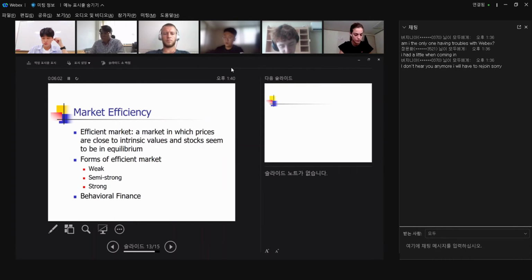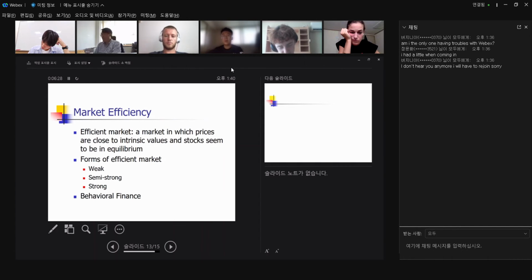Okay. All right. So the efficient market. If new information is reflected in the stock market immediately, then you'd say that kind of market is efficient. Okay. So we'll say there are three forms of efficient market.